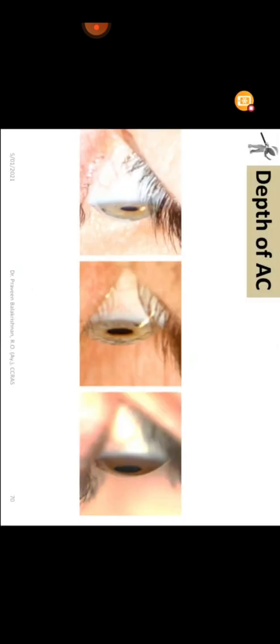See, you can see the depth is more decreased. Can you make it out? Right? See, the first picture, the depth is more. The second picture, the depth is decreased. And the third picture, the depth is more decreased.